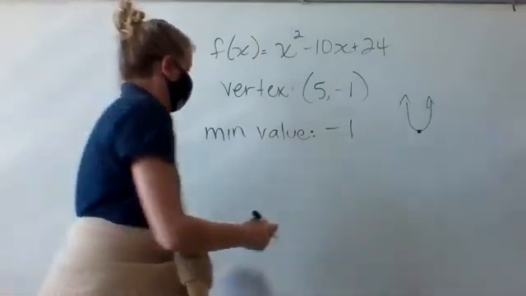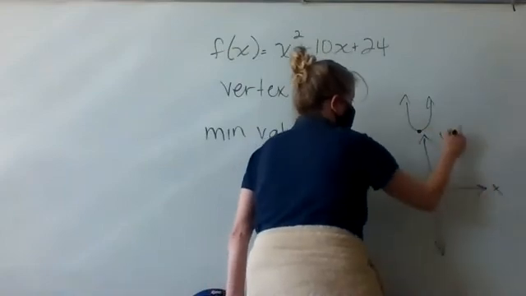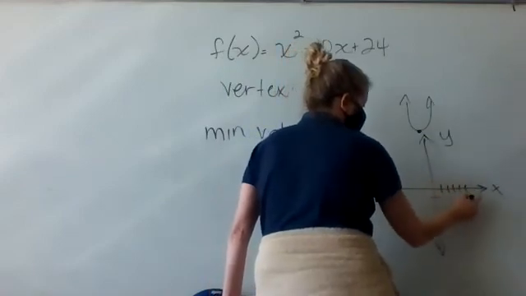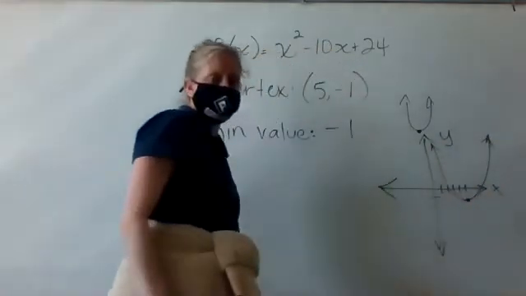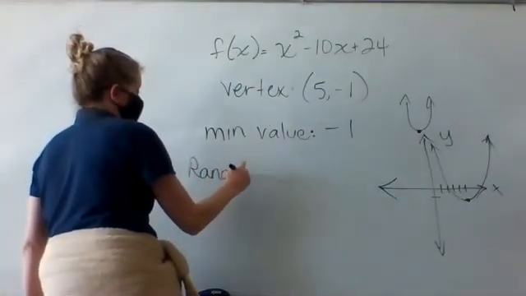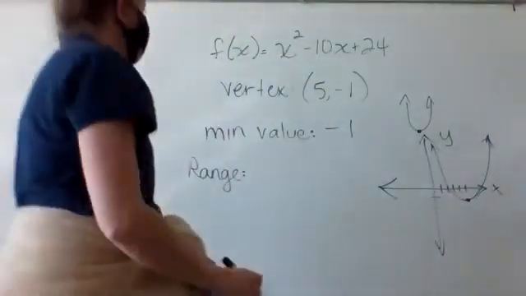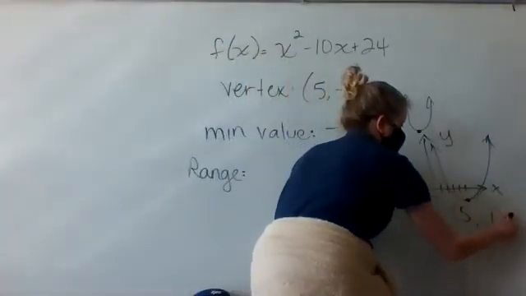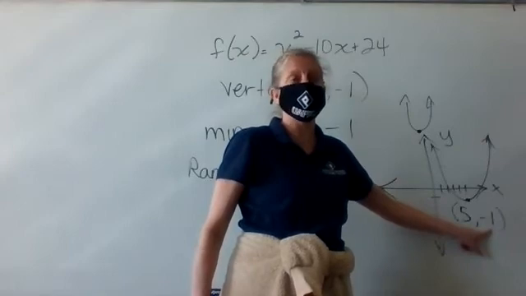Oh, and this is the one where it wants to know the range. So let's look at what this looks like. So 5, -1. So it's over to the right 5, down 1. Here's where this parabola is. It wants to know the range. When you're talking about the range, you are talking about the y values of this function. Well, the minimum is the lowest y value of this whole graph. That's why it's called the minimum.